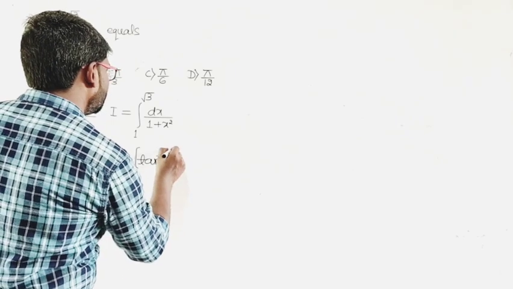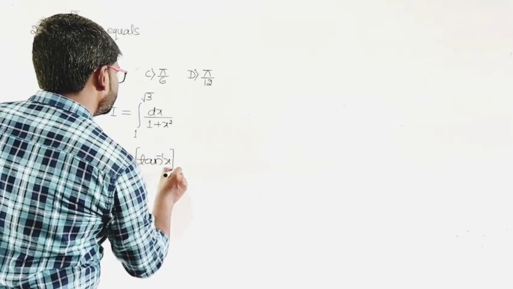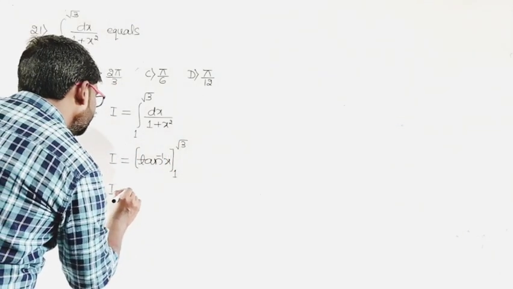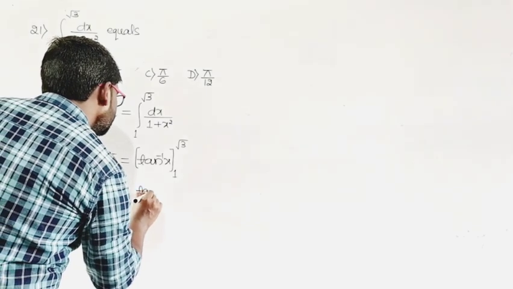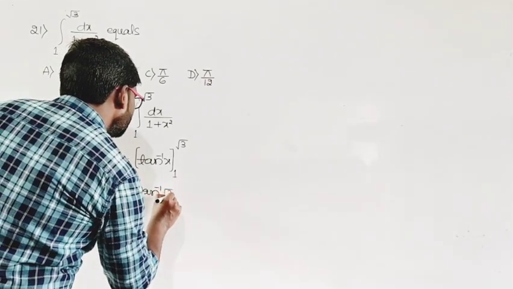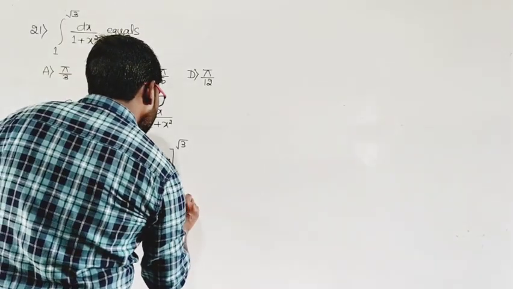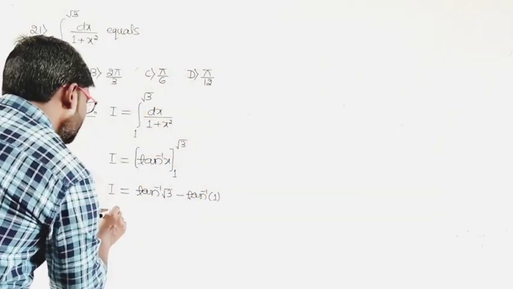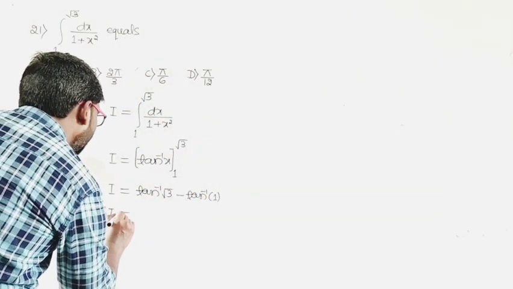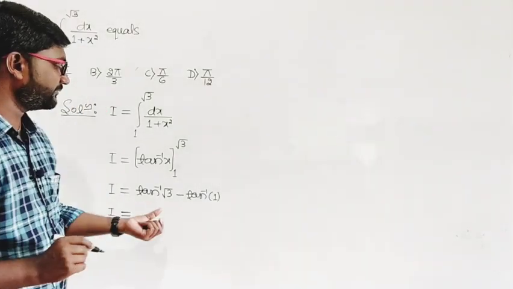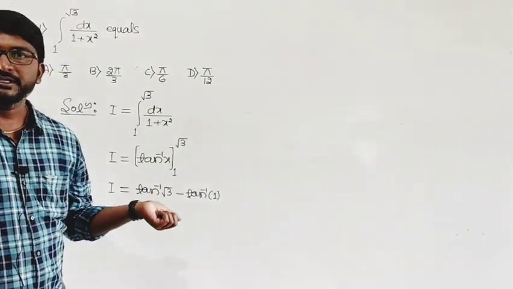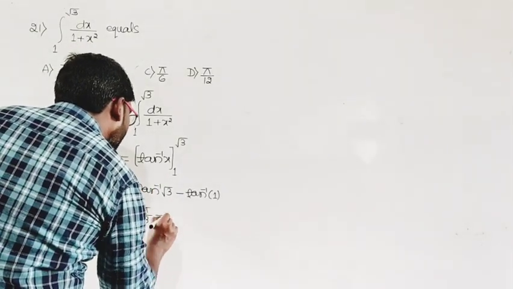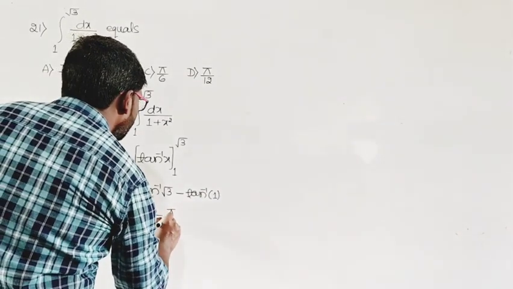So it is 1 to root 3, upper limit minus the lower limit. I is equal to tan inverse root 3 minus tan inverse 1. Now tan inverse root 3: in the tan table, for which angle do we get the value root 3? That is for 60 degrees. So we write pi by 3 minus tan inverse 1, which is pi by 4.